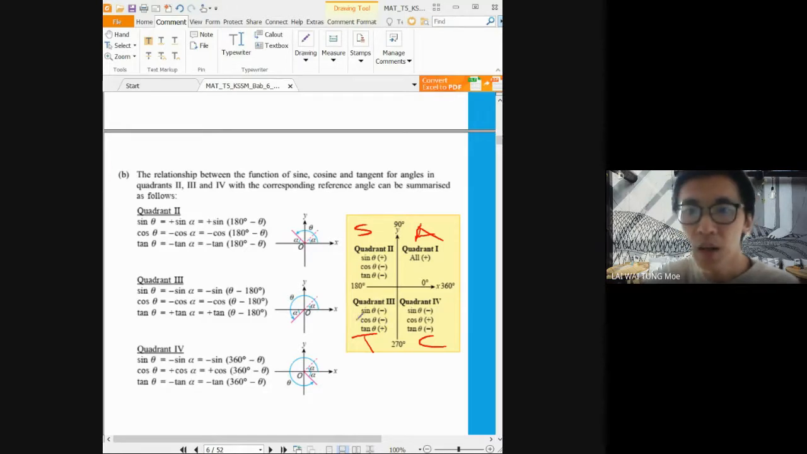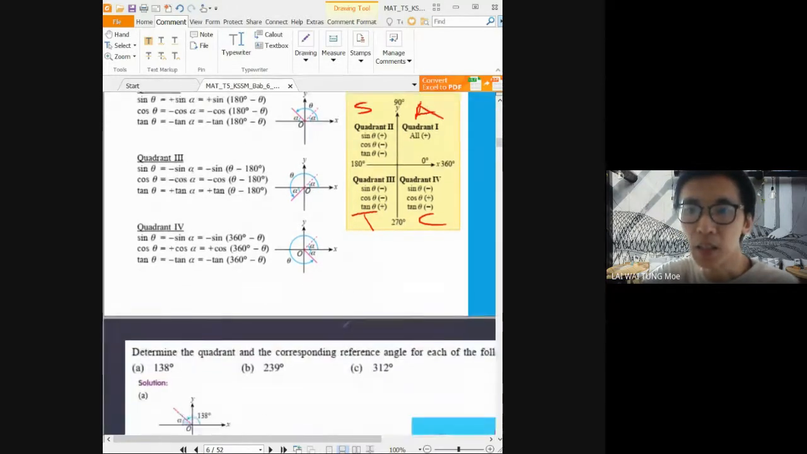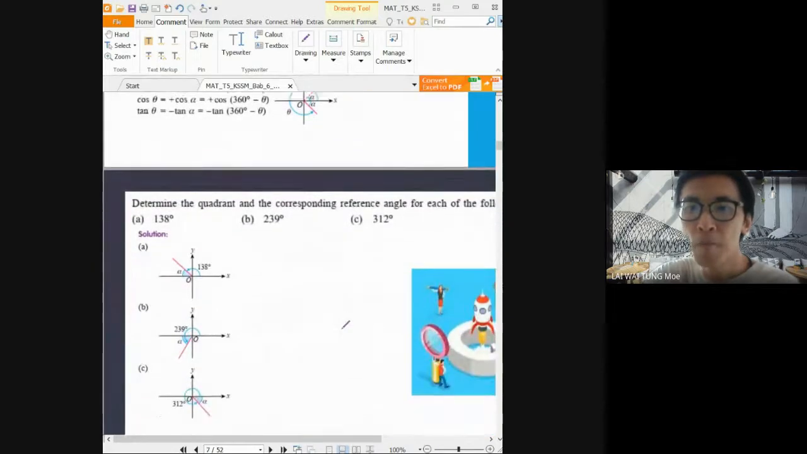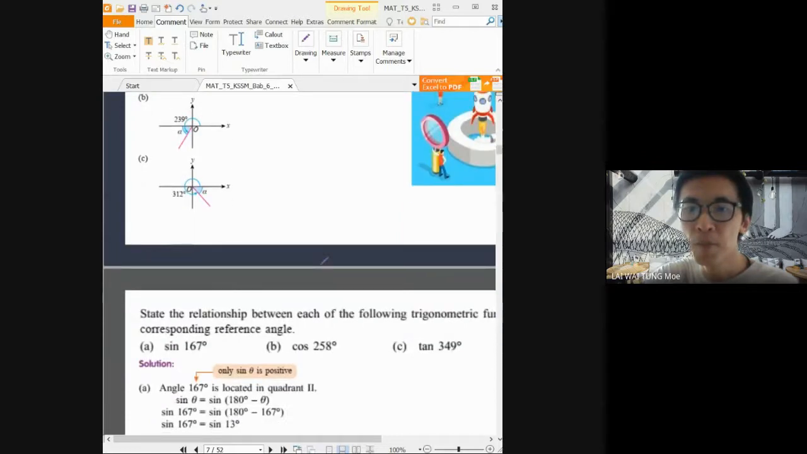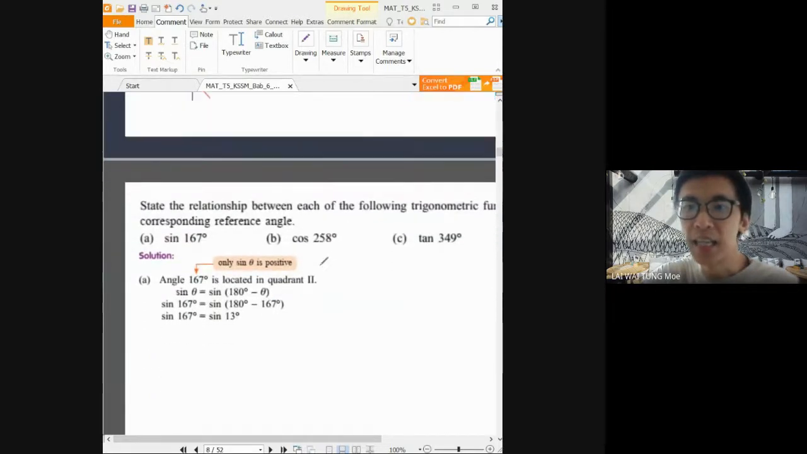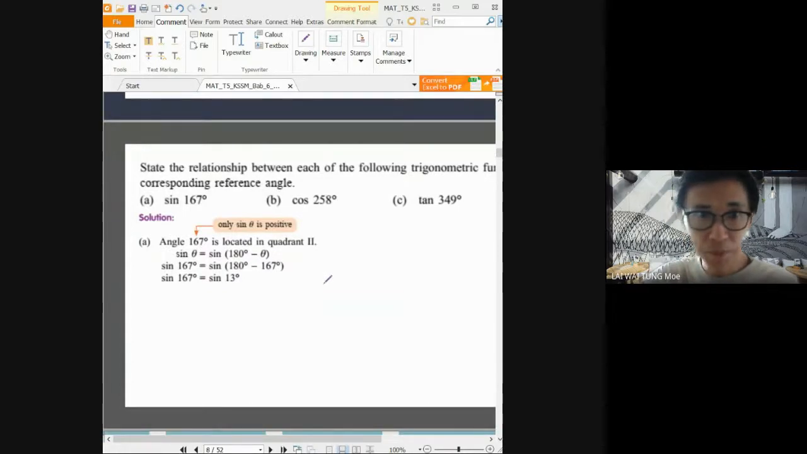I won't go into this at length because I think you already know it. How to determine the quadrant and the corresponding angle, I think you can already do. Just to check your understanding, if you have a pencil and paper or calculator, you can try this. Everyone can try questions B and C. I will try too, and later we check the answers.